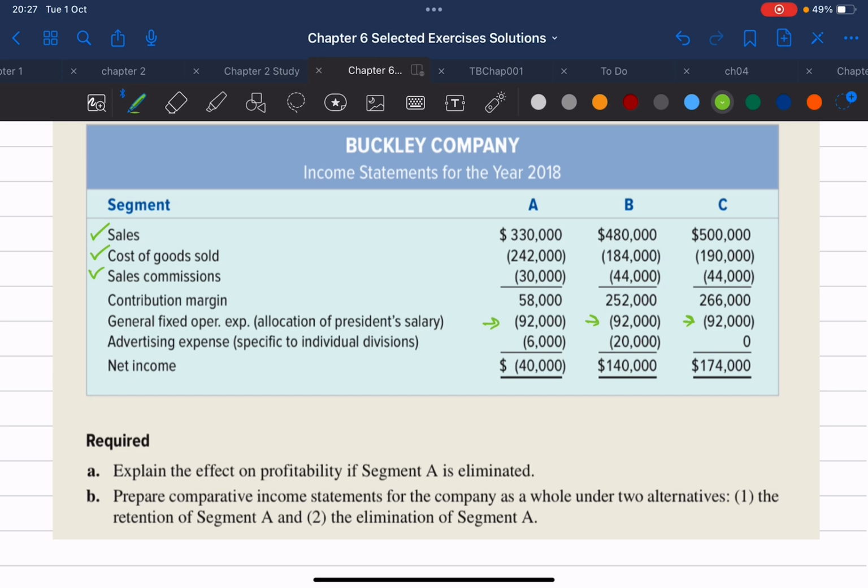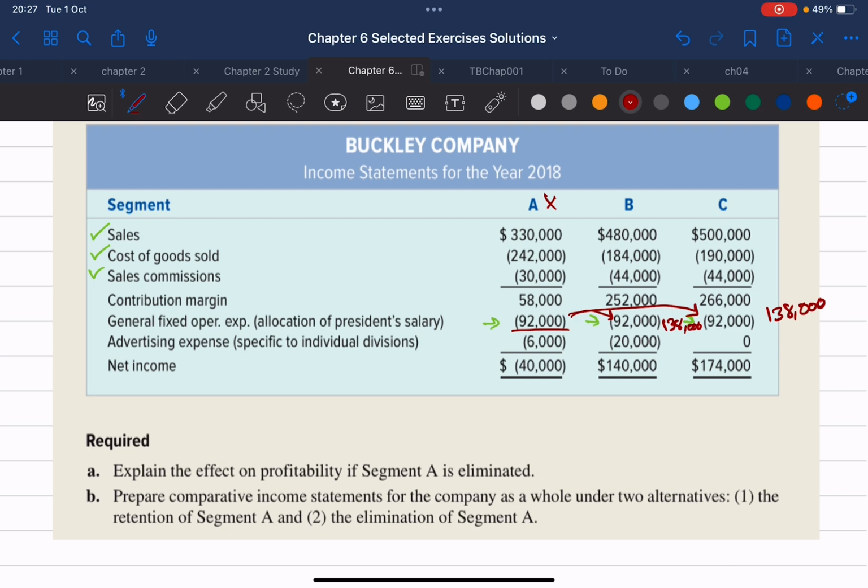92,000 multiplied by 3. That's 276,000. So think about this. If we eliminate segment A, take it out of the picture, are we going to reduce the president's salary? Most likely not. The only thing that will happen is that that specific 92,000 is going to be reallocated to the other two segments. So the 276,000 is going to be divided by 2 instead of divided by 3. And this will become 138,000 for each of the segments.